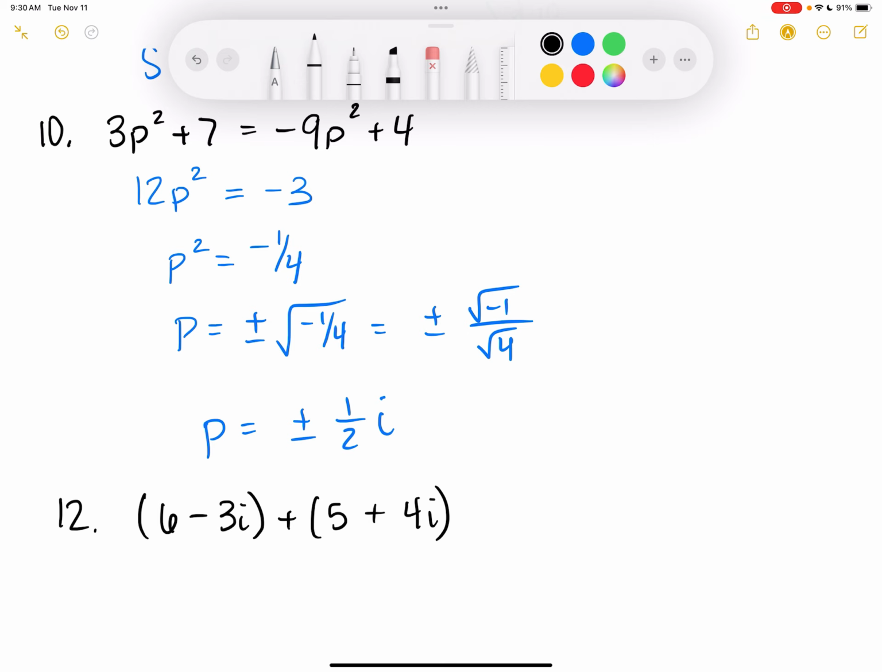So I'm going to add the terms that are just numbers. So 6 plus 5 is 11. And then negative 3i plus 4i is just plus i. So my answer is 11 plus i. It has to be in that order or it will not be completely right.